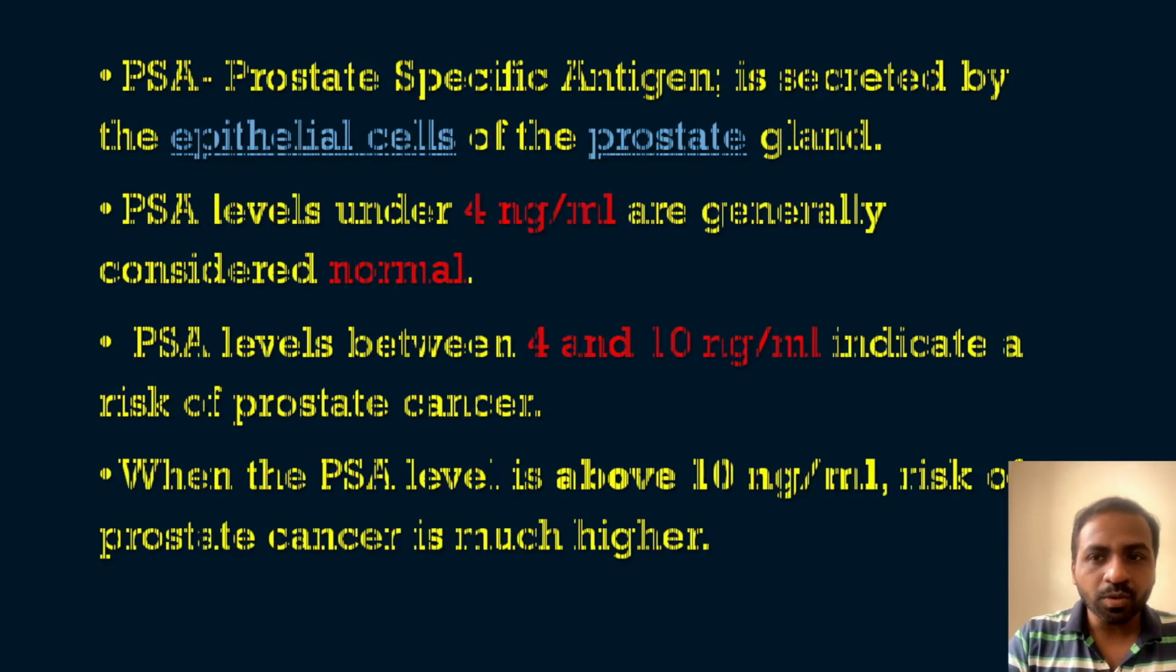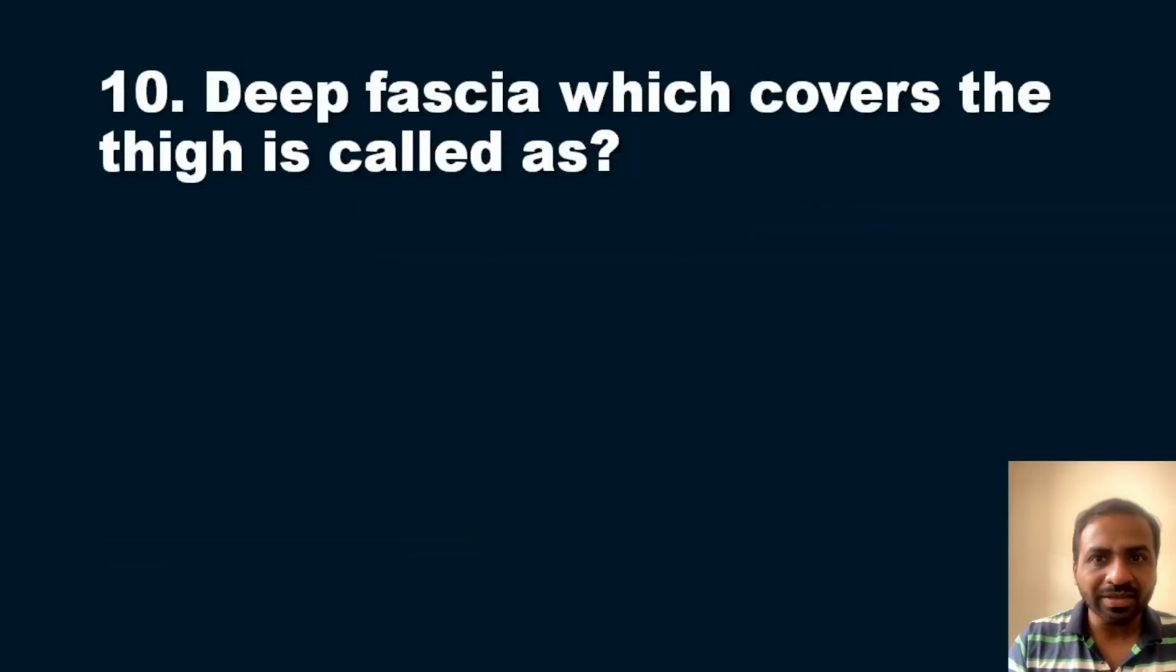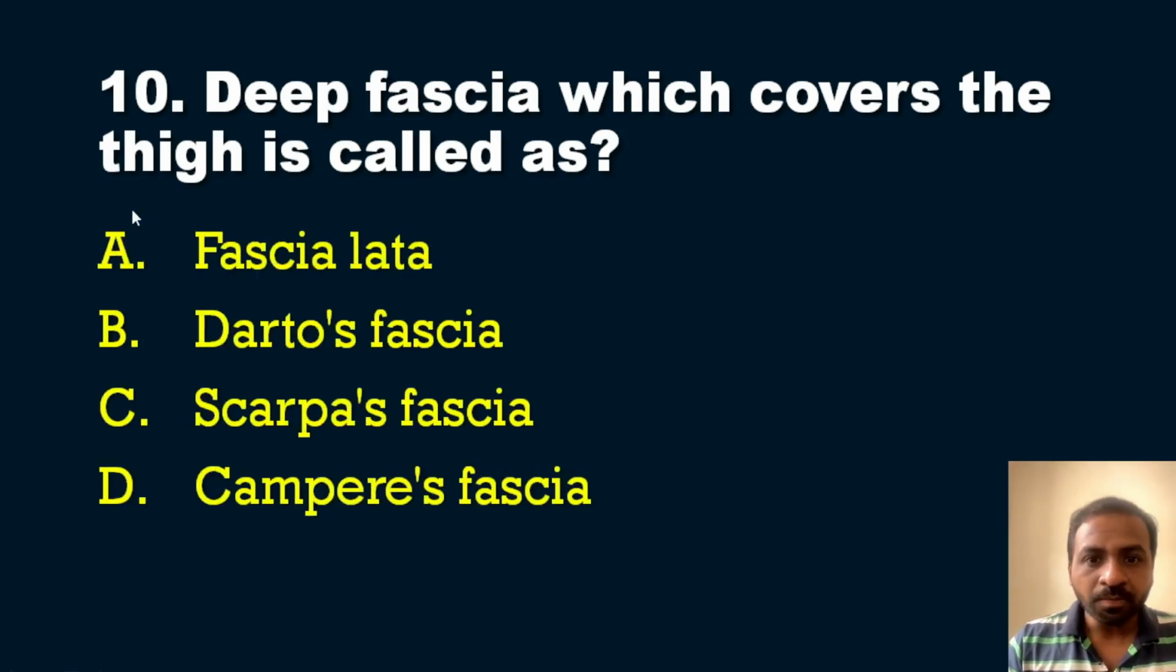Now we will move on to the next question in our series, the 10th question. This is from anatomy, and it is also very important. Deep fascia which covers the thigh is called as. This is a common question. The options are: option A, fascia lata; option B, dartos fascia; option C, Scarpa's fascia; and option D, Camper's fascia. So what is the answer?